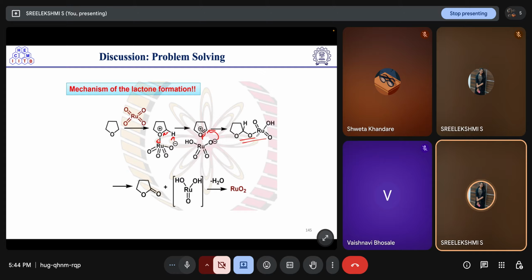forming this intermediate. Then this cleavage is happening. This oxygen lone pair will take this proton, and this bond will shift over here, and this will break, and this will become OH, forming this intermediate, which upon water removal we will be getting RuO2. So we have started with an ether moiety and we are ending up with this lactone. So this is a very important application of this ruthenium tetroxide. We have so far seen only the oxidation of alcohols into corresponding oxidized products, but here in this case, even ethers can be oxidized into corresponding esters or lactones by using ruthenium tetroxide.